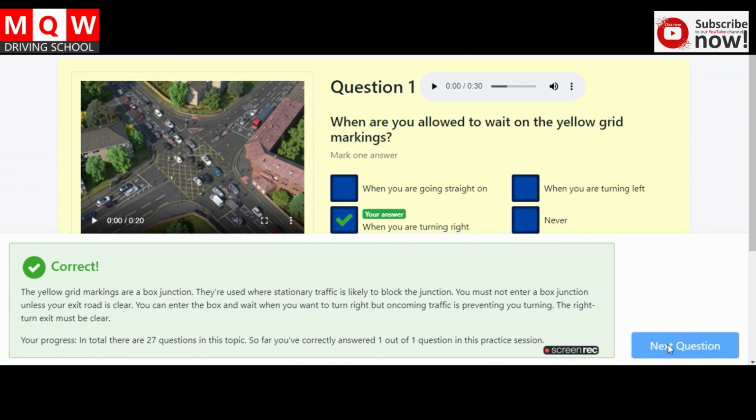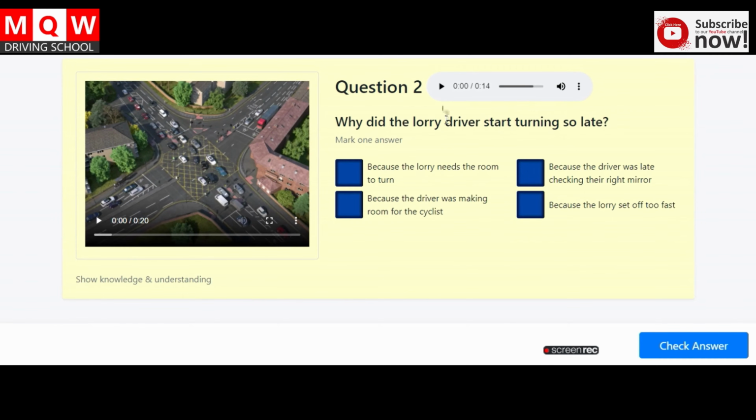Same video clip. This time you have a question about the lorry. Why did the lorry driver start turning so late? Because the lorry needs room to turn. Because the driver was late checking the right mirror. Because the driver was making room for the cyclist. Because the lorry set off too fast.